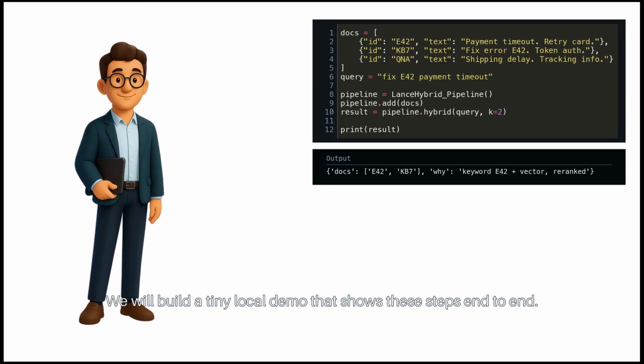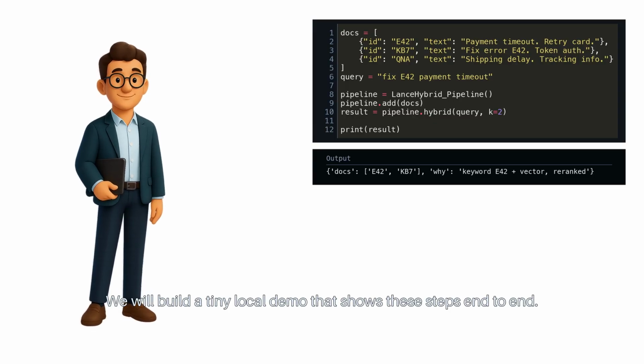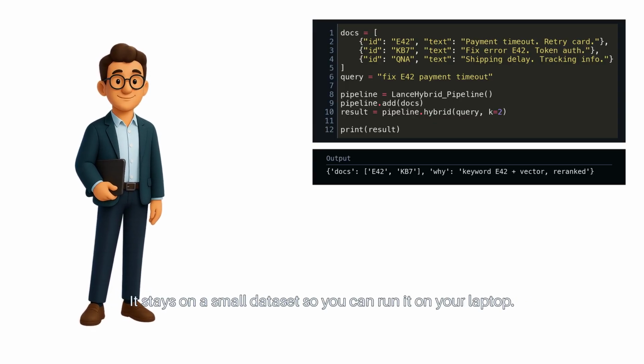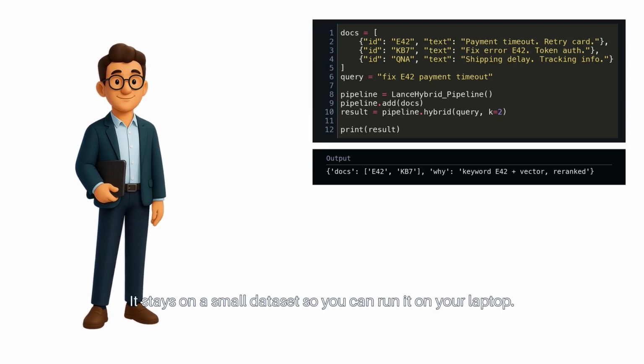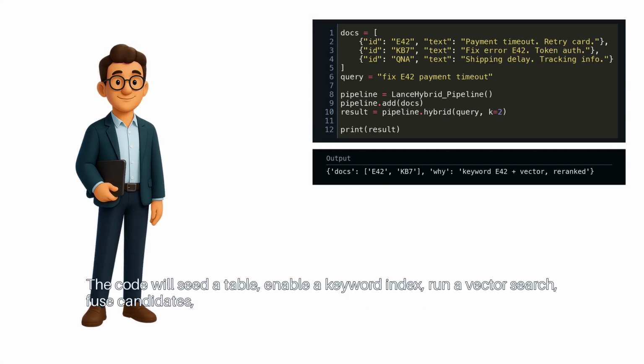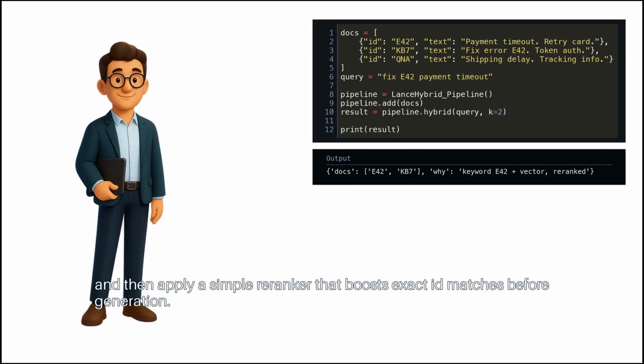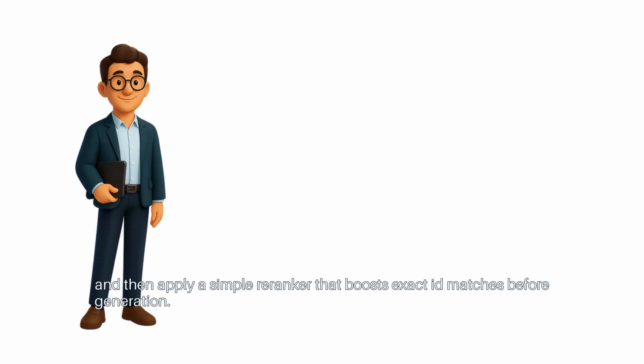your generator. We will build a tiny local demo that shows these steps end to end. It stays on a small dataset, so you can run it on your laptop. The code will seed a table, enable a keyword index, run a vector search, fuse candidates, and then apply a simple re-ranker that boosts exact ID matches before generation.